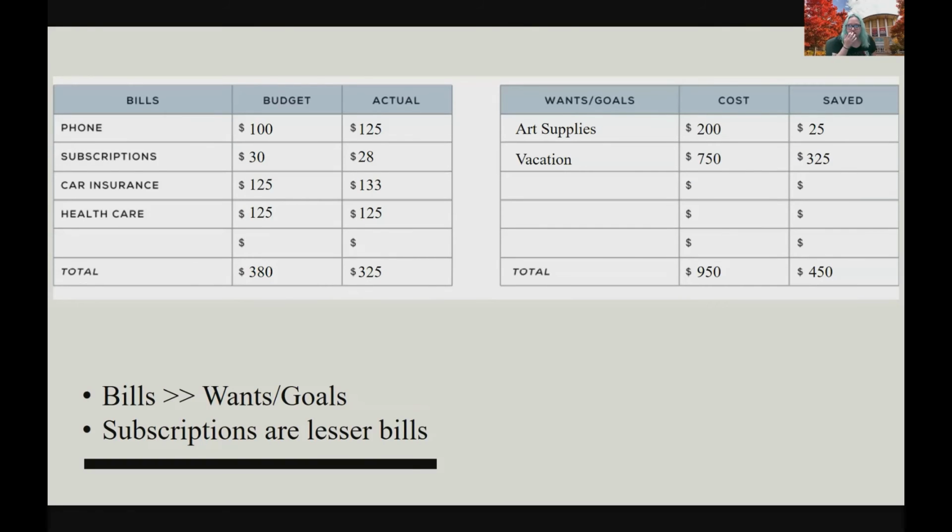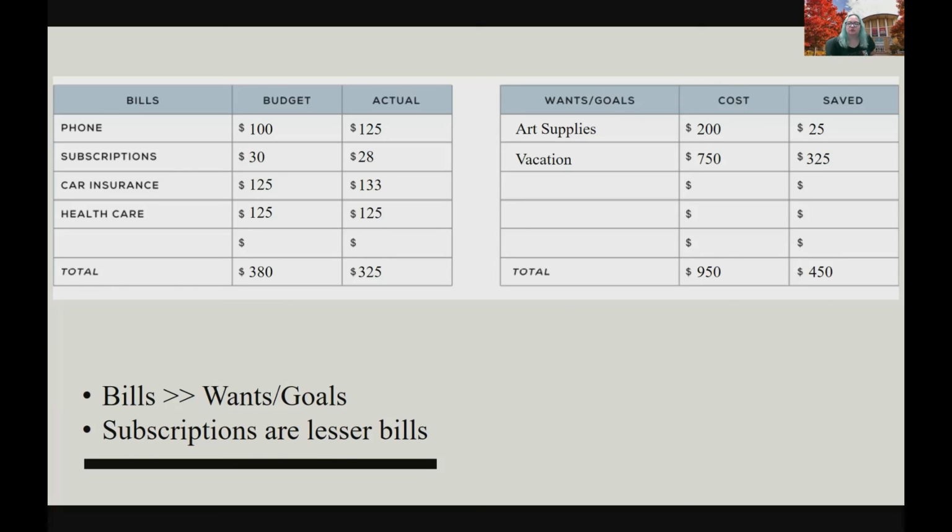So last one, real quick, this is your bills and your wants and goals. Your bills are more important than your wants and goals in the sense that you have to pay them. It may not be more important in the sense that you value them more. So for this, your phone bill, your subscriptions, your car insurance, your health insurance, everything like that, you have to pay those bills if you want to keep those things. Subscriptions kind of go into wants, but they're still a bill, you still get billed monthly, so if you could drop one, that's the one you would drop if you had to.